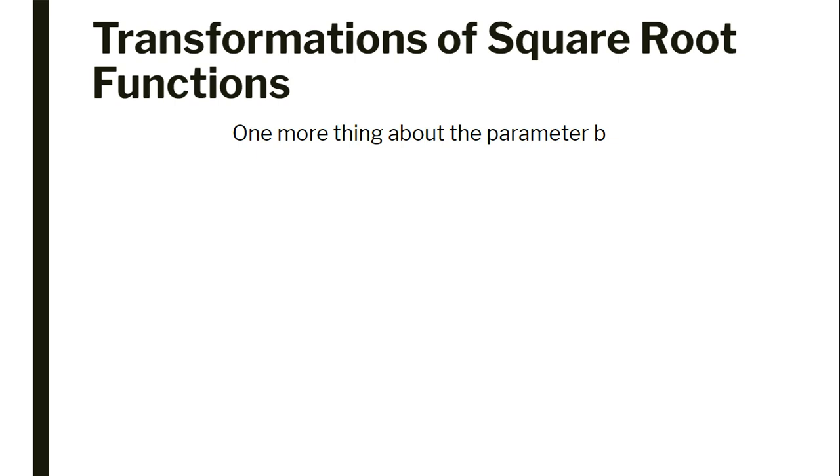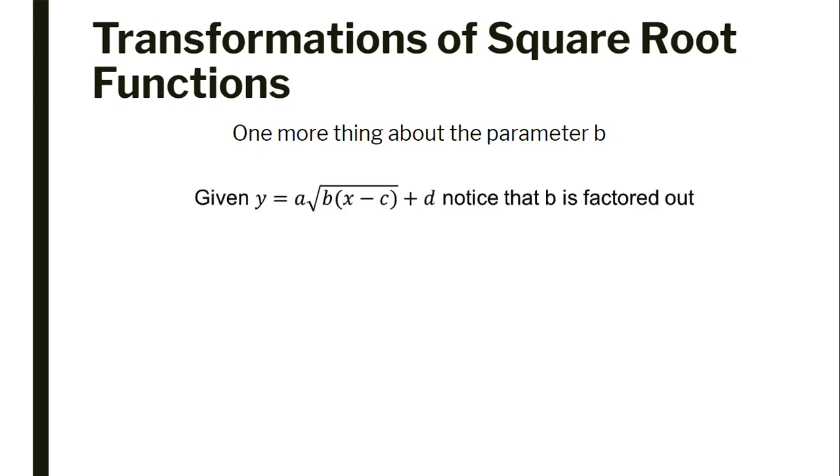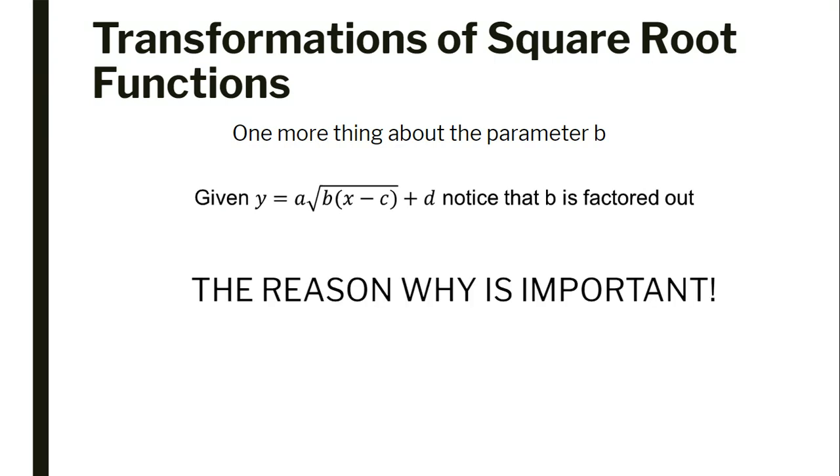But there is one more thing about the parameter B that I want you to know. You notice that in the transformation form, B is factored out. See, it's B and then parentheses, and then the x minus C is in the parentheses. That means B has been factored out. The reason why is really, really important, so make sure you understand this and take great notes.